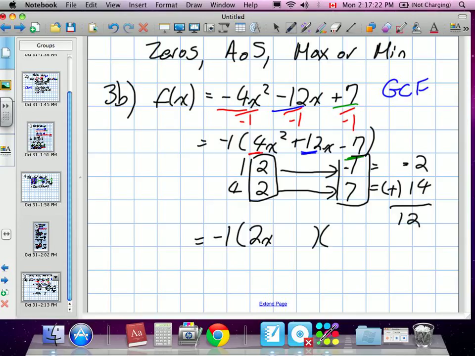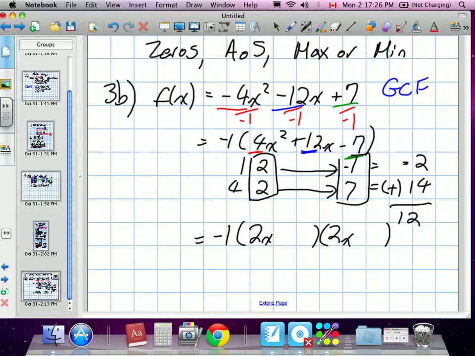Now, here's a trick. Since the first terms are the same, it doesn't matter about putting these in opposites because they're still going to end up in brackets with 2x. But normally, you always have to go opposite. In fact, we could go opposite. Because I multiply 2 times negative 1, 2 and negative 1 have to be in different ones. And because I multiply 2 by 7, 2 and 7 have to go in opposite brackets. But if you notice, we still ended up with a 2x in both brackets.